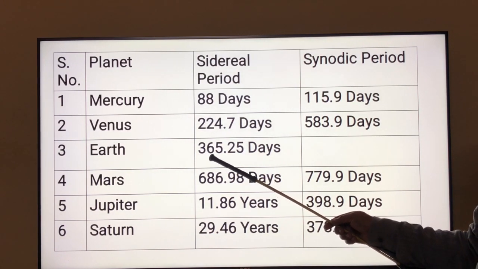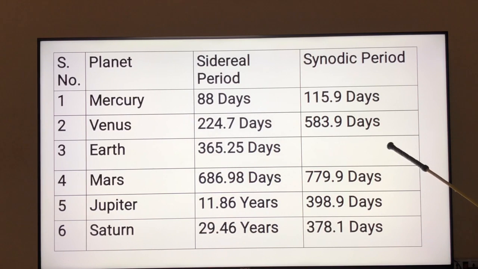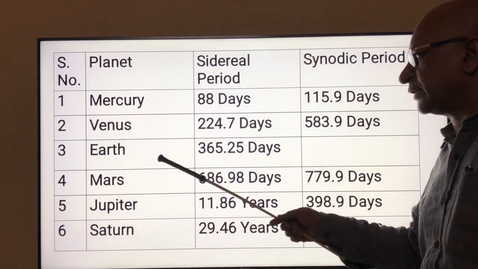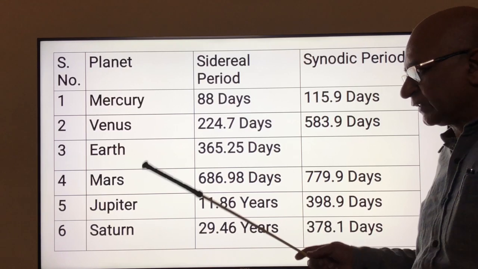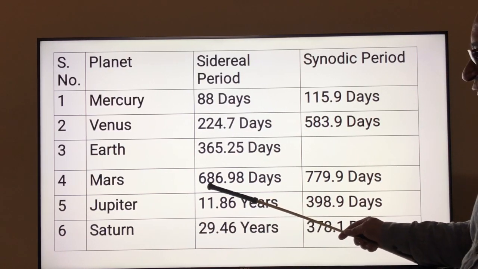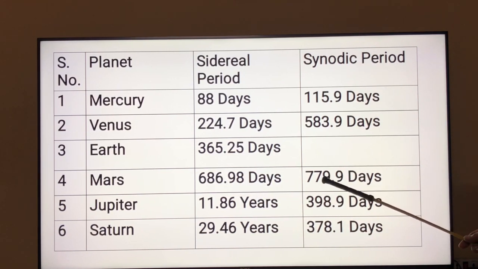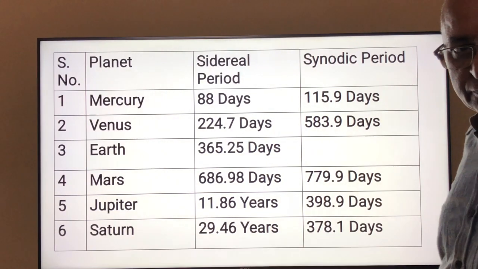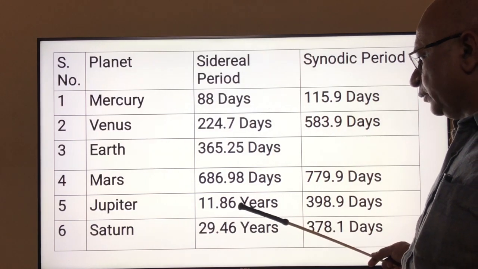The Earth revolves around the sun in 365.25 days, but it does not have any synodic time because we are getting all the observations from the Earth only. Mars, its sidereal time is 686.98 days, but the synodic time is 779.9 days.